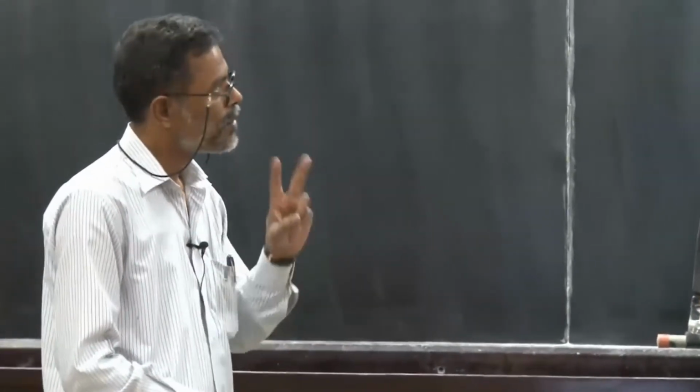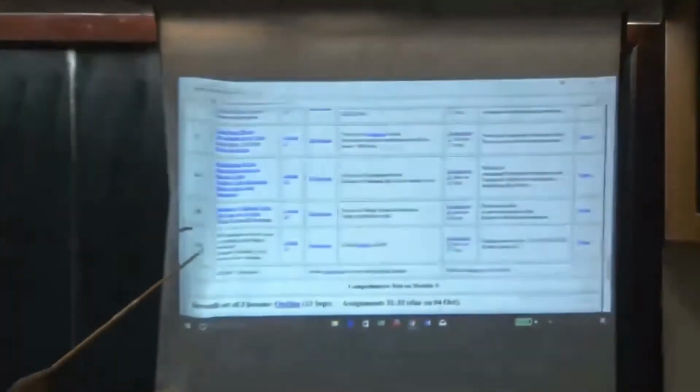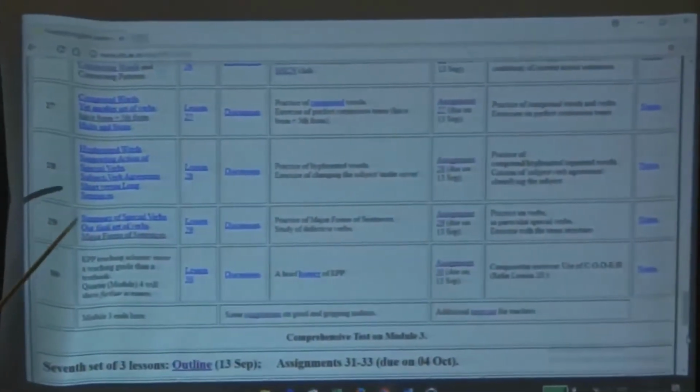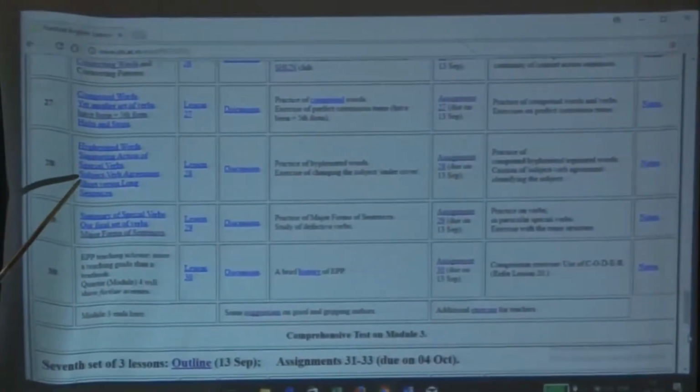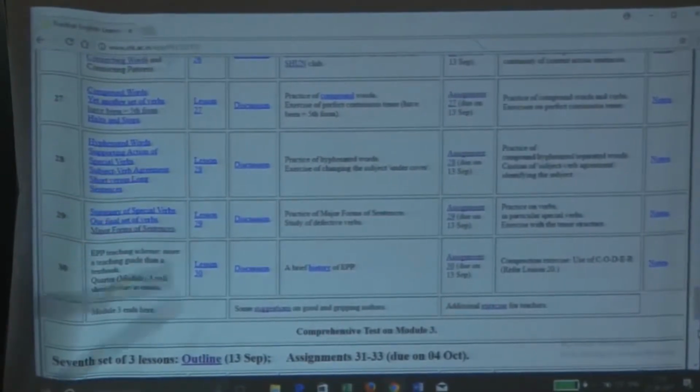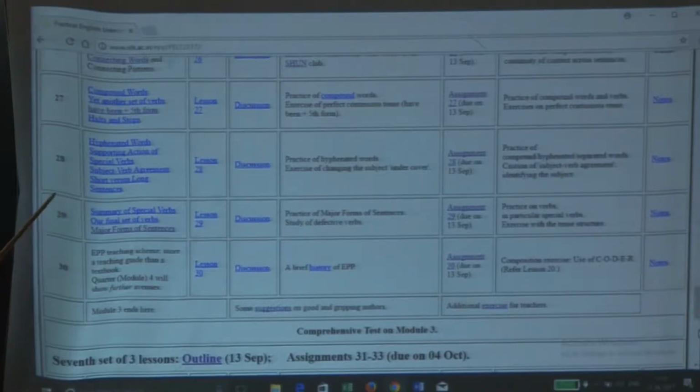We decided to have a little practice of two things. One is the care needed for ensuring subject verb agreement in sentences, and the second thing is the use of some of the special verbs. Okay. So, first we take this subject verb agreement.